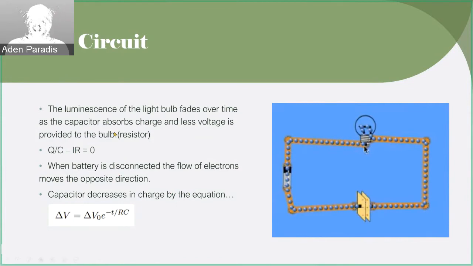And this is the voltage relationship, delta V equals 0 throughout the loop. Q over C is the capacitor, as can be seen here, and IR is the resistor.